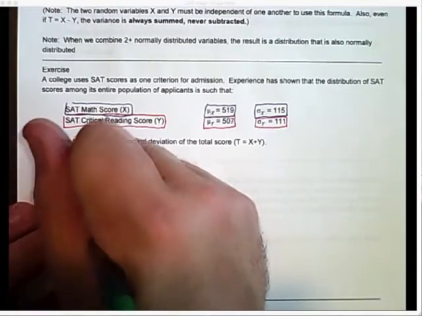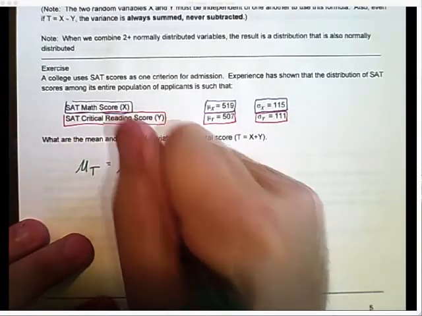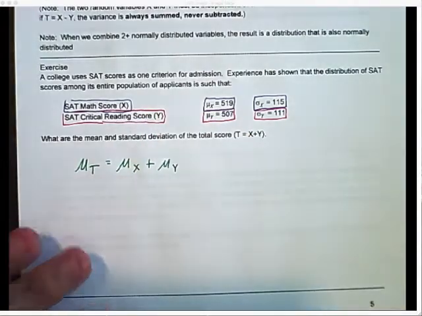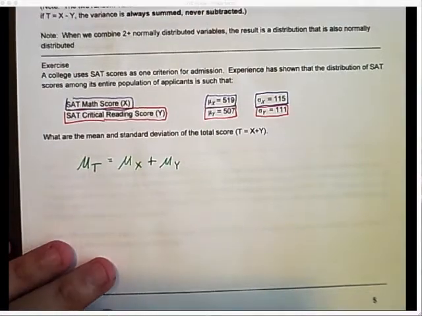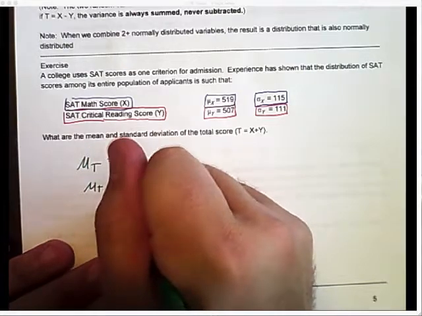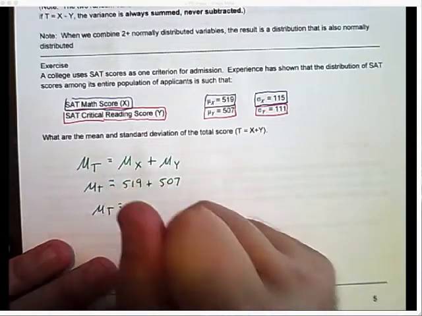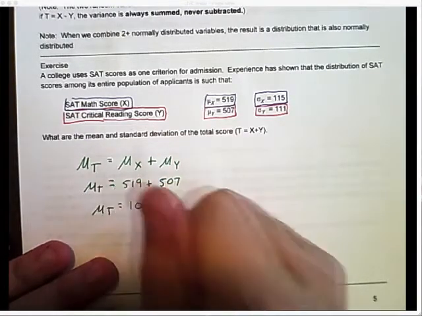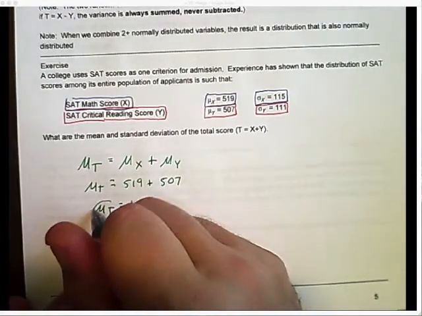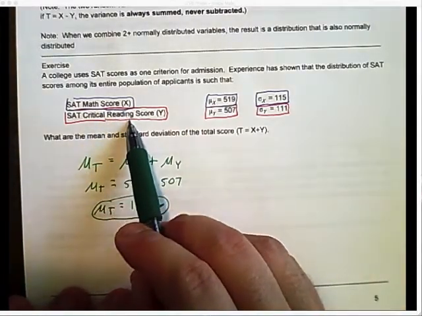To find the mean of the total score, we would just take the mean of the math score plus the mean of the critical reading score. So this is going to be really easy to find. Mu of x is 519. Mu of y is 507. If I add those together, we get 1,026. Remember, to find the new mean, we don't even have to worry about if these are independent.